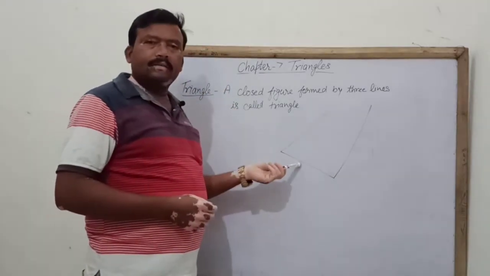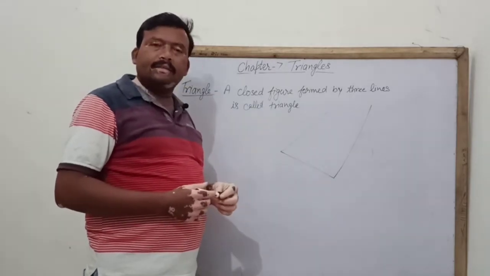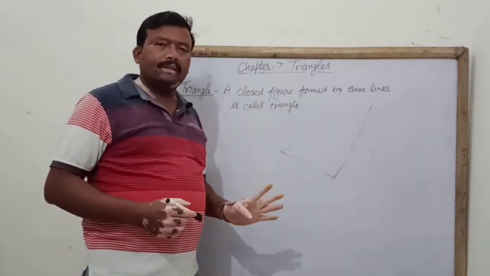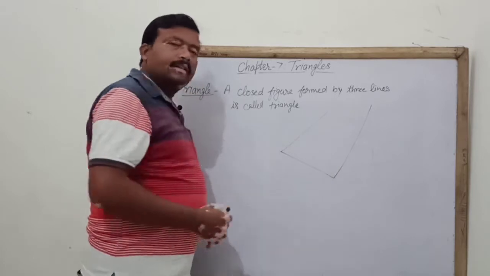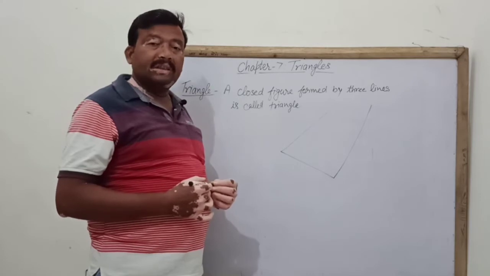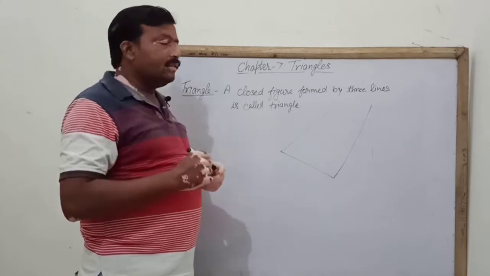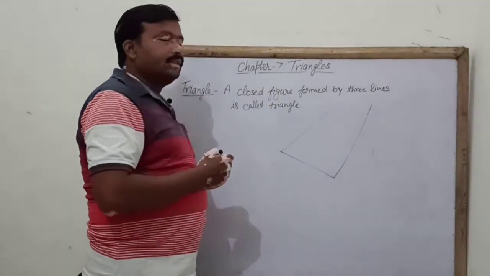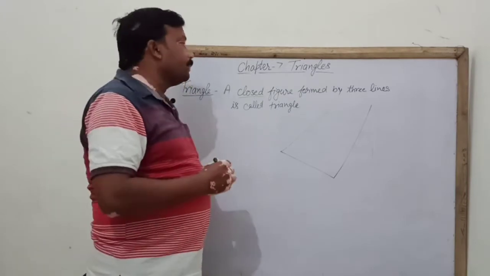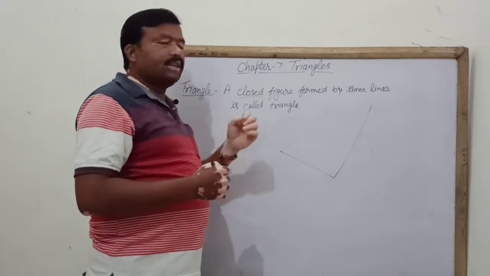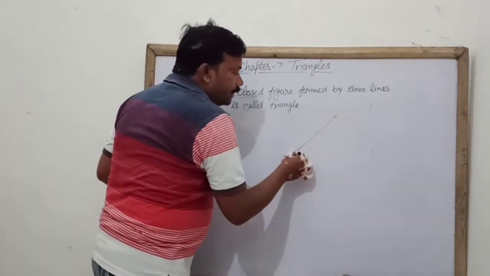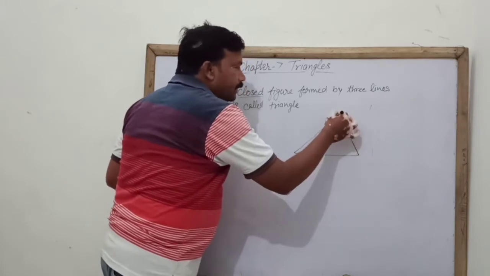Is this a triangle? A figure formed by three lines is called a triangle. So this is a figure which is formed by three lines: first line, second line, and third line. But it is not a triangle. Here one word is used, that is closed. A closed figure formed by three lines is called a triangle. First line is this, second line is this, third line is this. This is a closed figure.